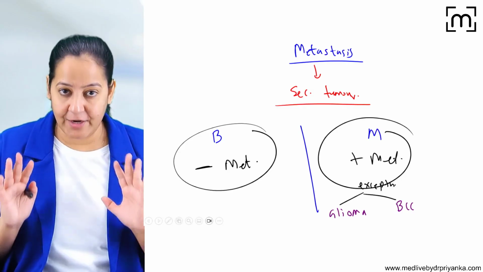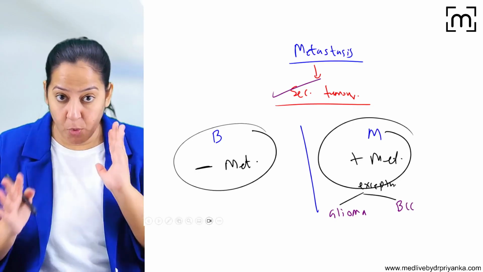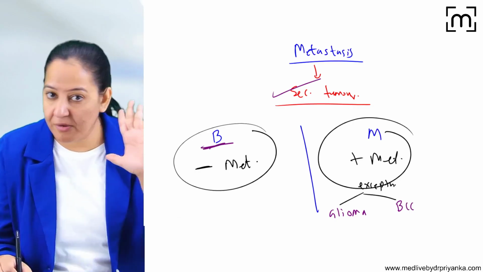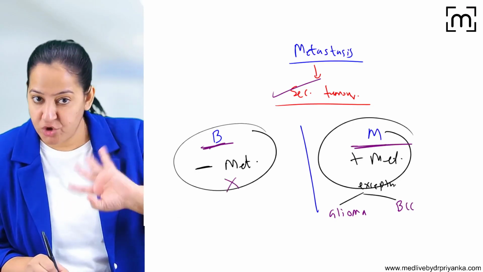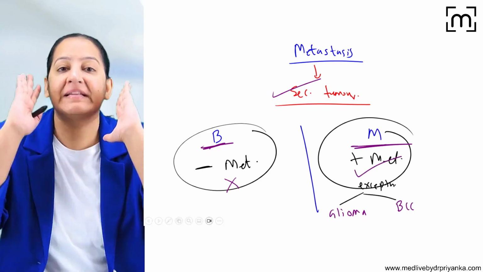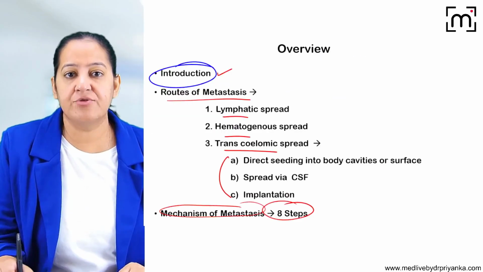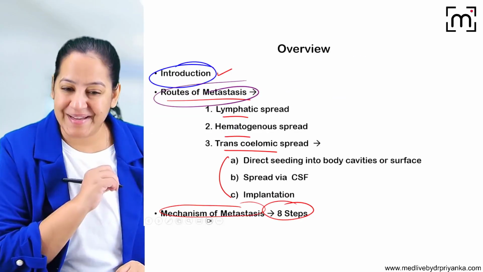So that is the meaning of metastasis. That is the introduction. We have seen the definition. We have seen it is the most reliable sign to differentiate benign from malignant. Benign tumors never show metastasis. Malignant always show metastasis except two. With this introduction, let me come to the various routes of metastasis.